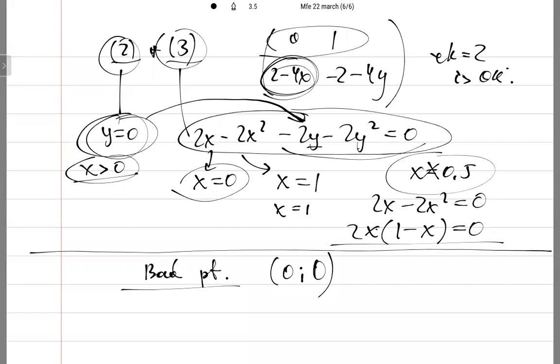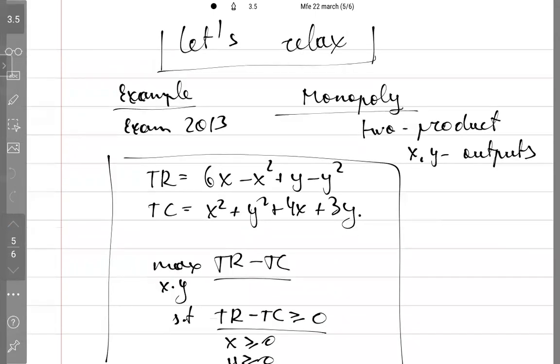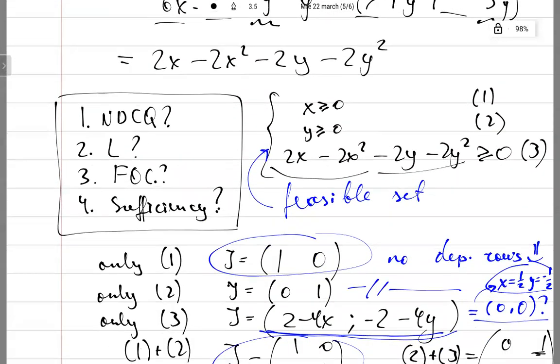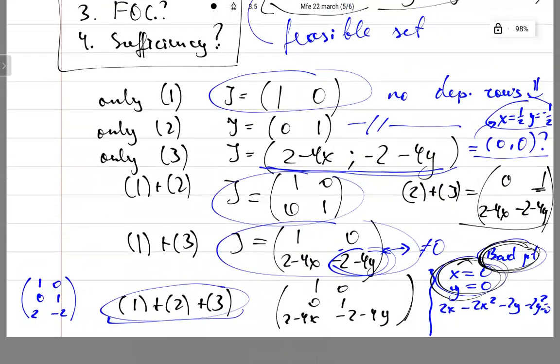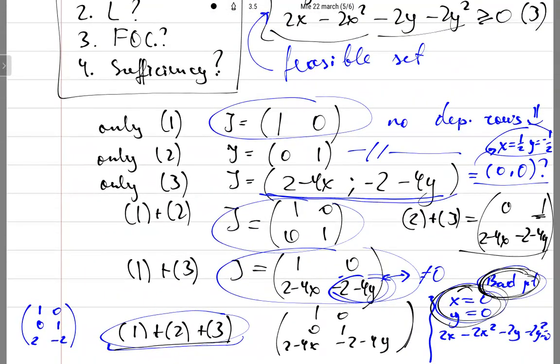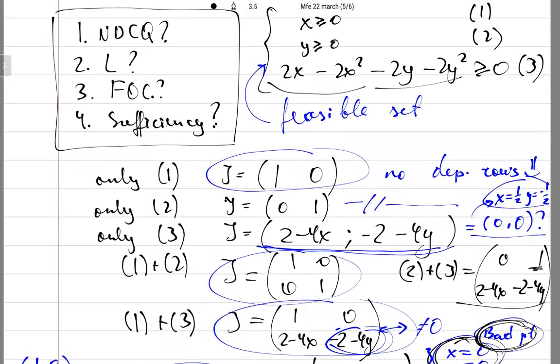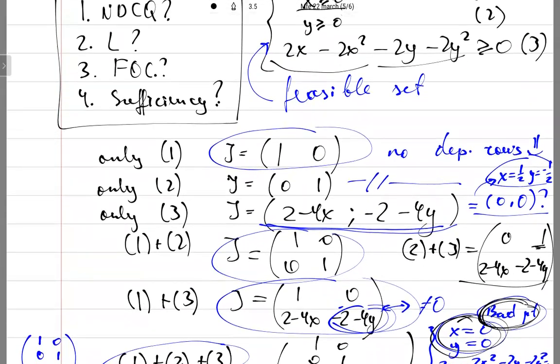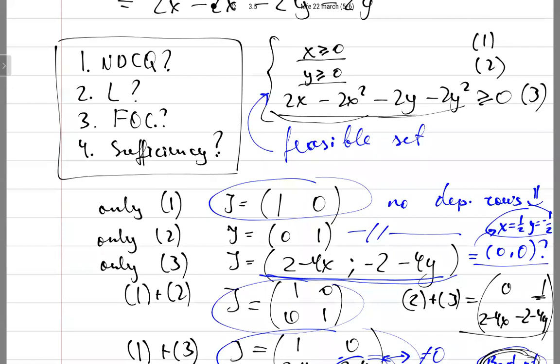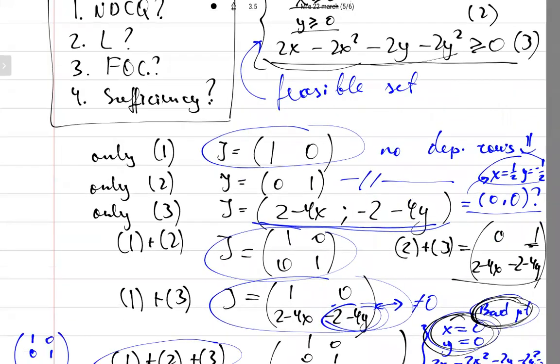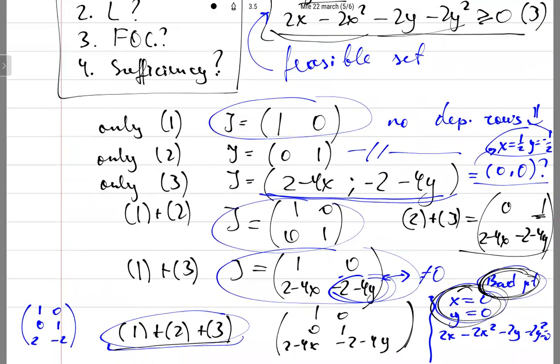Boris, I'm sorry. From where did the bad point emerge? From which case? From this case, 1 plus 2 plus 3. Yeah, if I have every inequality active. Yes, everything is 0, and the rank is not 3. I have 3 active inequalities, but the rank is not 3.